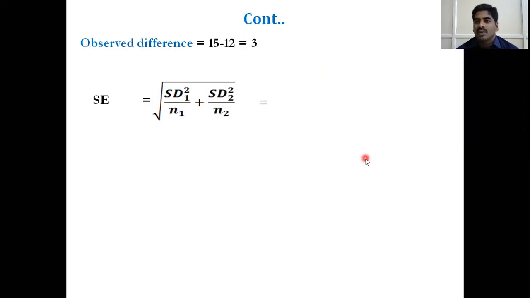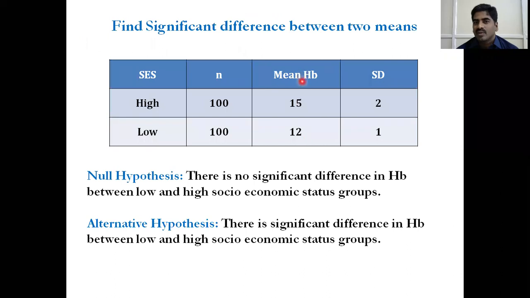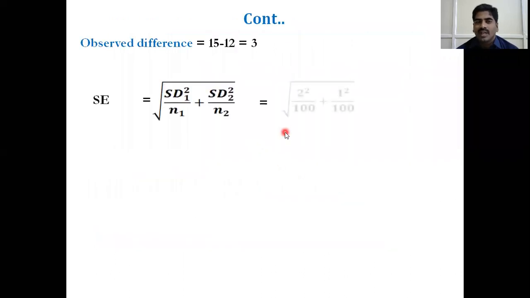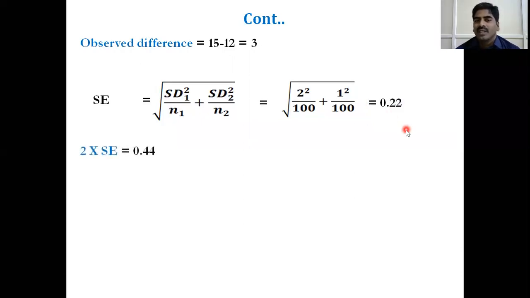Okay, I will show you the table once again. The first group mean value is 15. First group means the high socioeconomic status group. And the low socioeconomic status group mean value is 12. Here the standard deviation is 2 and here the standard deviation is equal to 1. This is SD1, this is SD2, and N1 is 100 and N2 also 100. You can substitute all these values into this formula and you will get the standard error, finally 0.22. Next, what is the third step? You have to multiply 2 times the standard error, that is equal to 0.44.